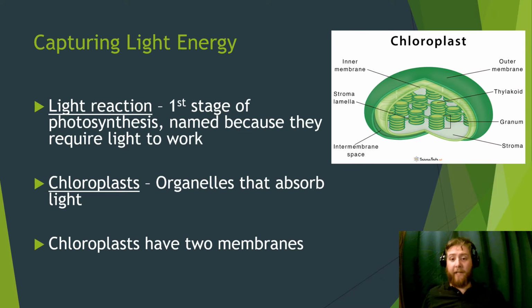All right, capturing light energy. Plants have to first capture this energy before they can do stuff with it. So in the light reaction, this first stage of photosynthesis, it's named that because it requires light to work. Plants can't do this in the dark. They need light to do this kind of reaction. The chloroplast, shown here, is an organelle that absorbs light. And they have 2 membranes. Chloroplasts have a bilayer, just like a cell plasma membrane, just like a mitochondria does.